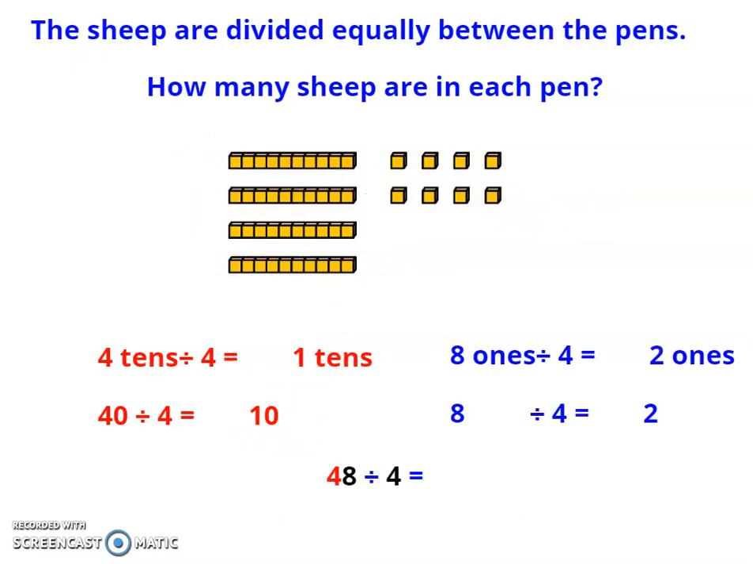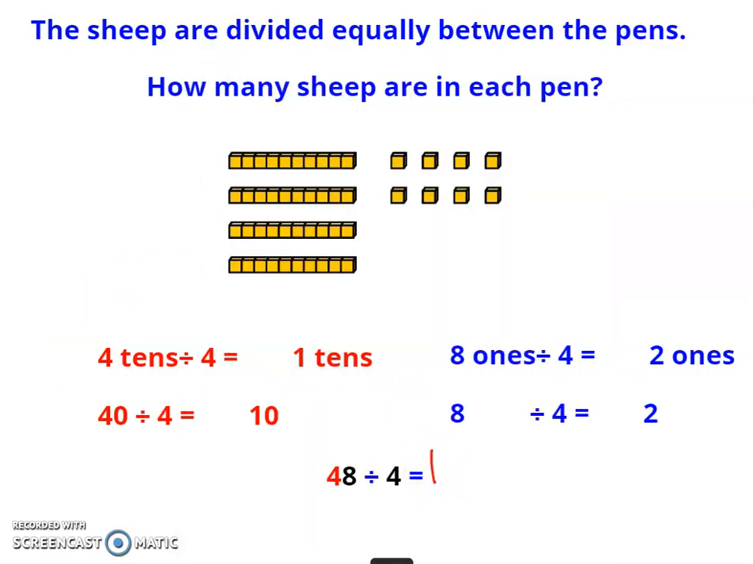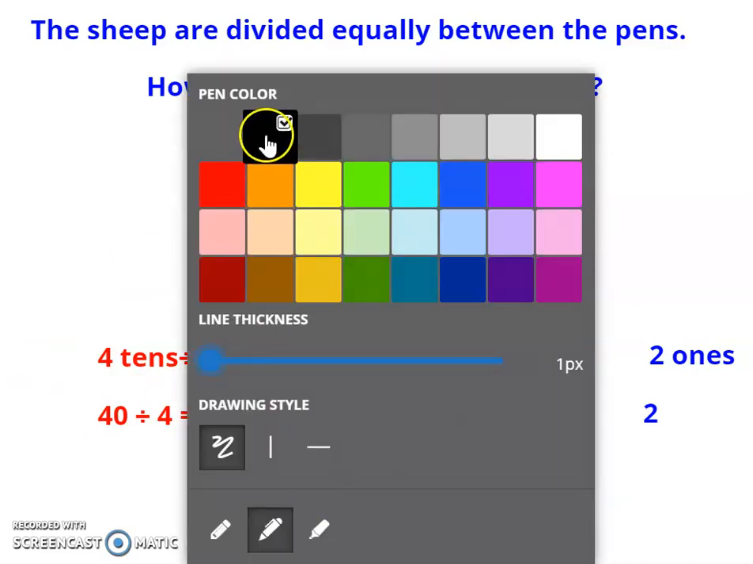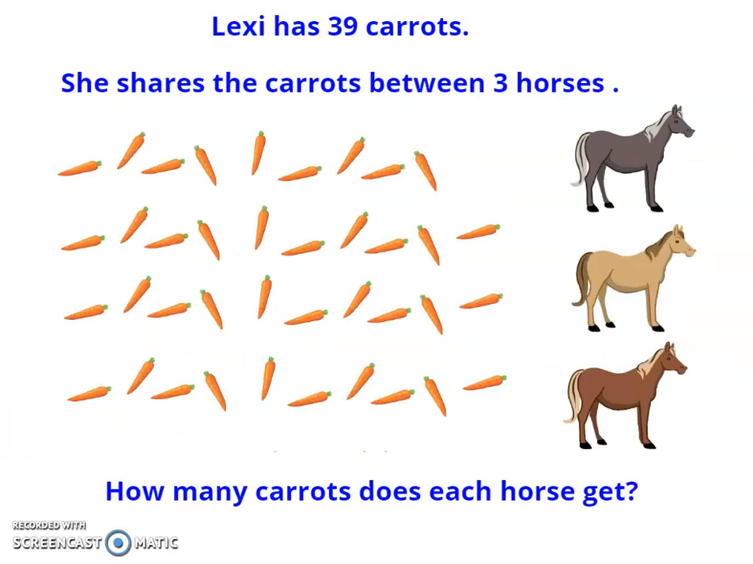So looking at this question, the sheep are divided equally between the pens. How many sheep are in each pen? We worked it out as 48 divided by 4. Our first step was doing our 1s. 8 1s divided by 4 to give us 2. And then we moved on to our 10s. 4 tens divided by 4 to give us 10. So now we can work out 48 divided by 4 gives us an answer of 10 plus 2 to give us 12.